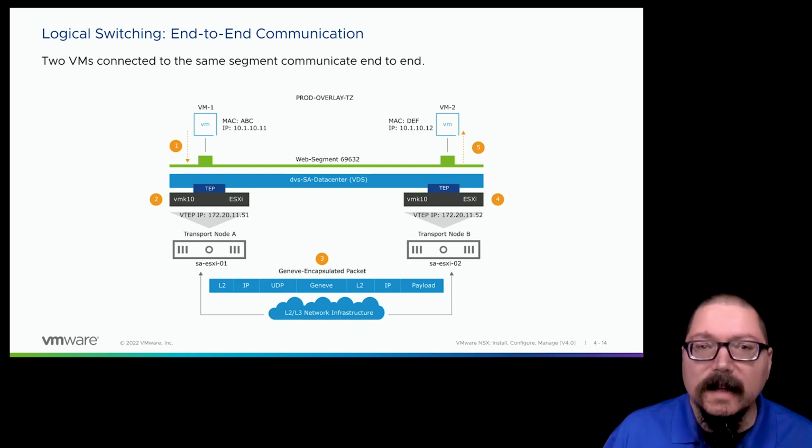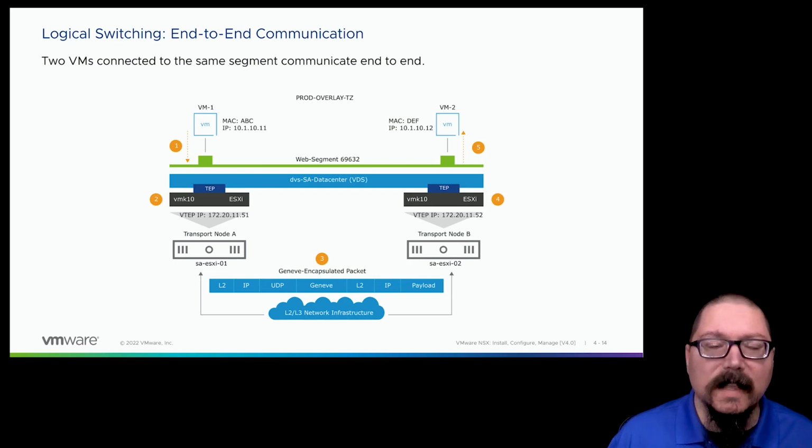And we can see down at the bottom of this diagram that we've got the layer 2 and the IP and the ultimate payload for the frame from the source virtual machine. And then before that, we have the Geneve header, and then a UDP header, an IP header, and the outer layer 2 header. That's all stamped on by the tunnel endpoint, and we're going to send that Geneve packet from the source tunnel endpoint to the destination tunnel endpoint.